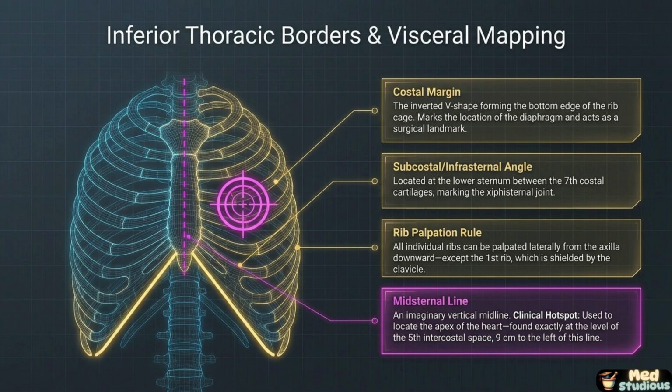For rib palpation, a vital clinical rule applies. All ribs from the second downward can be individually palpated by working laterally from the axilla downward, except the first rib, which is shielded from access by the overlying clavicle. And running vertically down the center of the sternum, the mid-sternal line is the imaginary reference used to locate the cardiac apex, found precisely at the fifth intercostal space, 9 centimeters to the left of this line. That is exactly where you place your stethoscope to hear the apical beat.